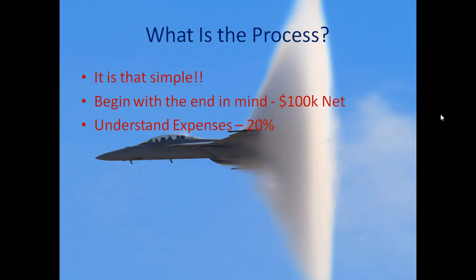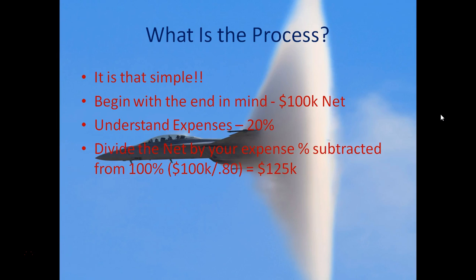This is how you treat your business like a business. By the way, this is how they do it at Fortune 500 companies, guys. It's the same process. More expenses, more income, I get it, but the formula is pretty much the same. All right. So what you want to do is take your desired net and divide it by your expense percentage subtracted from 100%.